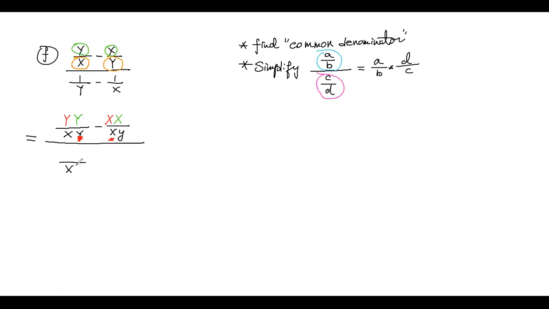Now let's take a look at the bottom here. The bottom also has the common denominator XY. Here the original is 1. In the other, the original is Y. Now you have an extra X here, so you need to multiply by X. Original is Y, so you have extra X, so you multiply by X.